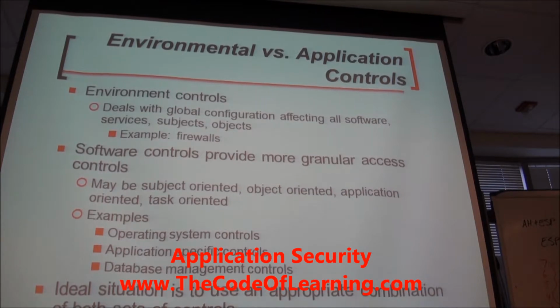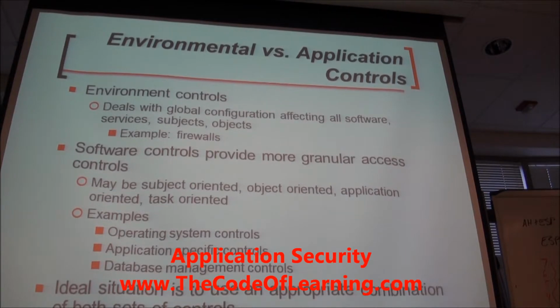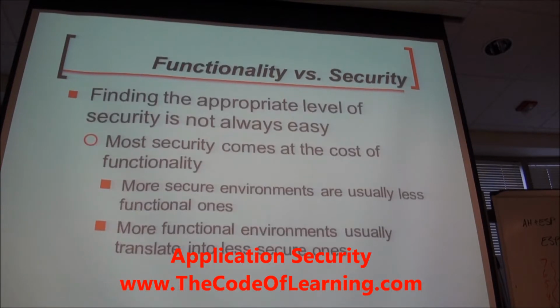So you got environmental controls. These are global configurations affecting hardware, services, or anything in between the subject and the object. You can get as granular as you want in terms of access controls. So you can have controls on the operating system itself, or the application on the operating system, or even the databases you connect to. I would say layers of this is probably appropriate. Make sense? You guys with me? Say uh-huh. Uh-huh. All right.